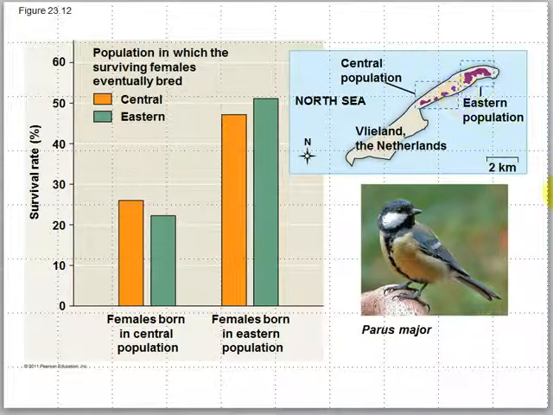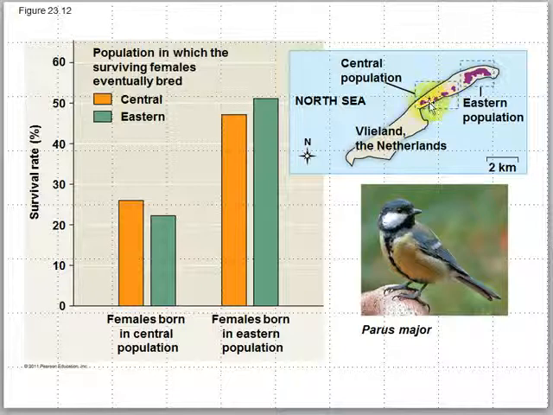Now if we compare these two populations, we see that the central population, that would be these right here, they have a lower survival rate than the ones from the eastern population. And the reason is because the birds flying in from the mainland tend to breed with the central population, and that gene flow is actually bringing in alleles that are perhaps negative for survival on the island. So that is a good example of how gene flow can sometimes reduce the fitness of a population.